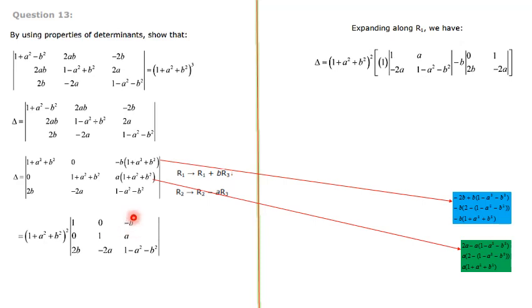4 is an even number, so the sign is positive. So just take this element itself, that is minus b into the row and column is gone. So the balance is 0, 1, 2b, minus 2a. Next, 1 plus a square plus b square the whole square into 1.